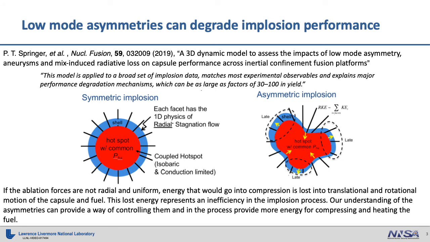If the ablation forces are not radial and uniform, energy that would go into compression is lost into translational and rotational motion of the capsule and the fuel. This lost energy represents an inefficiency in the implosion process. Our understanding of the asymmetries can provide a way of controlling them and in the process provide more energy for compressing and heating the fuel.